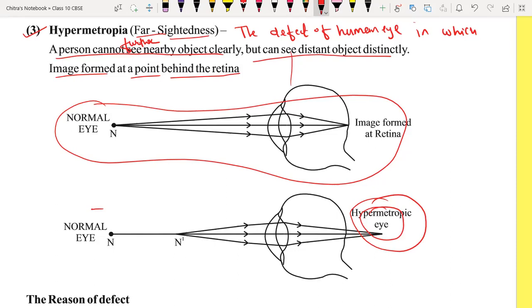So now here again we have two possible reasons. These possible reasons are again just the opposite of myopia. Number one, probably the distance between the lens and retina has decreased. I'm writing here: the distance between lens and retina decreases.